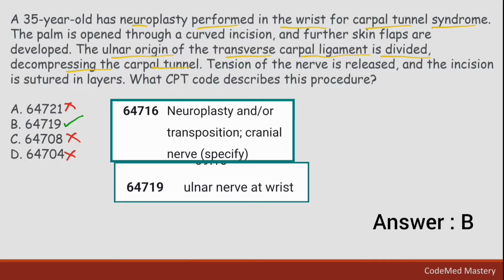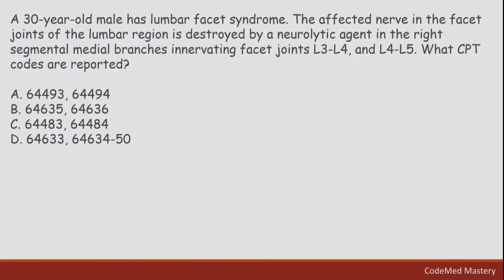You can also find the answer by looking at the index neuroplasty. Under neuroplasty, you can search ulnar at wrist. So it will directly lead you to the code 64719. Let us move on to the next question.